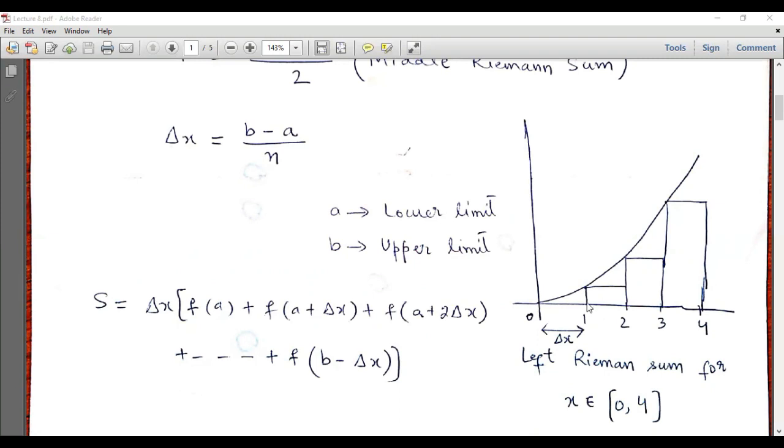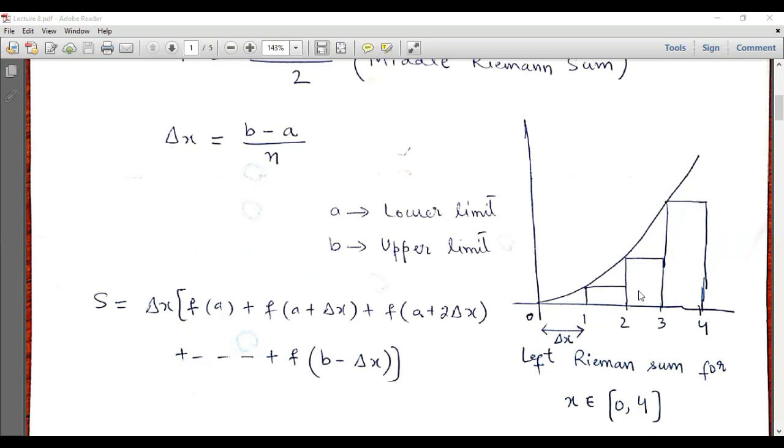For the second sample, from point 1 to 2, at the left hand side of the sample, this is the value of the function. That value will be considered as constant throughout this second sample. For the third sample, the left hand side of the sample is equal to this value of the function, and this value will be assumed as constant throughout the sample. For the fourth sample, this is the value of the function at the left edge of the sample, so this constant value will be considered for the fourth sample.